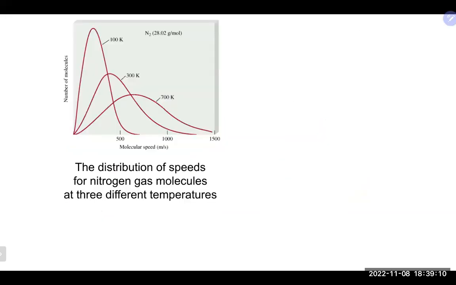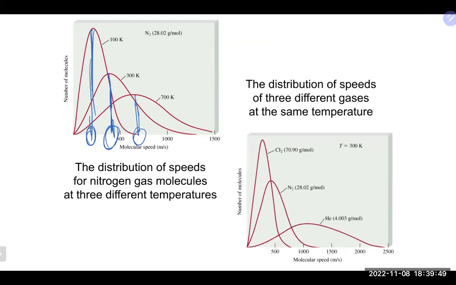So let's talk a little bit about the speed of a gas. This is nitrogen gas at 3 different temperatures. What we see is at the lower temperature, the average speed is somewhere around here. When we increase the temperature to about 300, the speed starts to get a little higher. And when we increase it to 700, we see a much higher velocity. So that correlates to what we talked about, that as you increase the temperature, we do see the gas molecules move faster. And obviously, if you lower it, the opposite trend would happen.